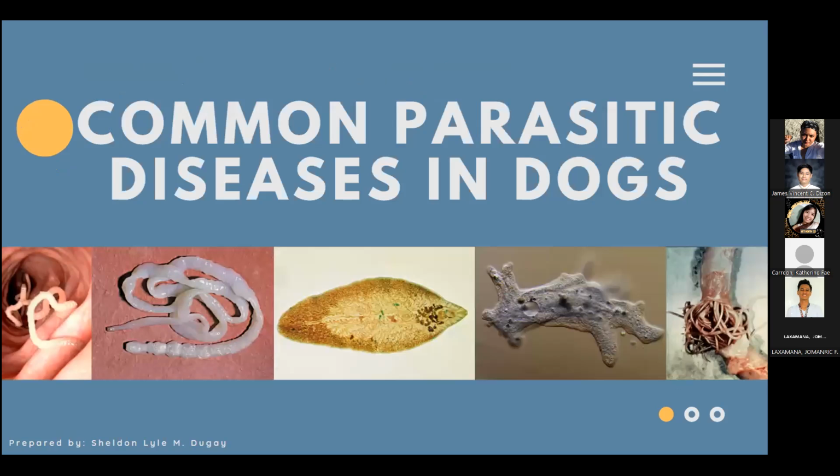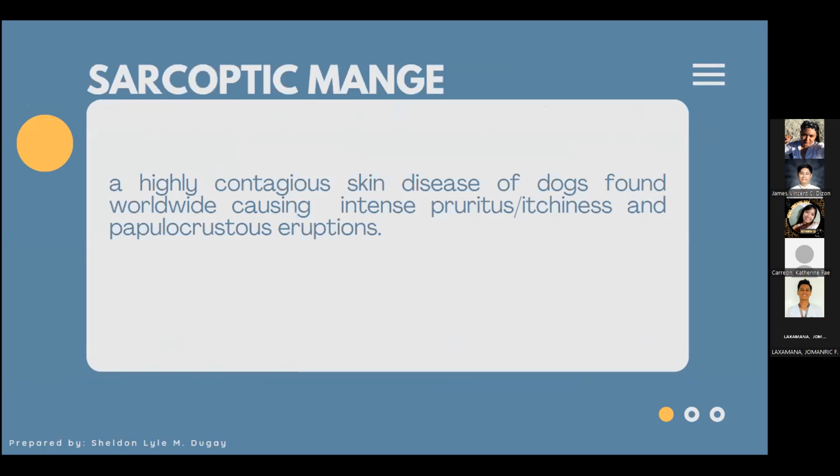Then punta tayo sa mga common parasitic diseases ng mga dogs. In-incorporate ko din yata yung mga parasitic diseases ng mga cats dito. So, sarcoptic mange. Kung may mga aso kayo or may mga pusa, ito yung pinaka-common na skin disease ng mga dogs and cats.